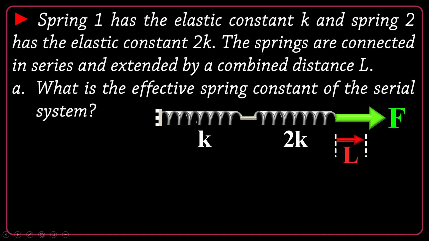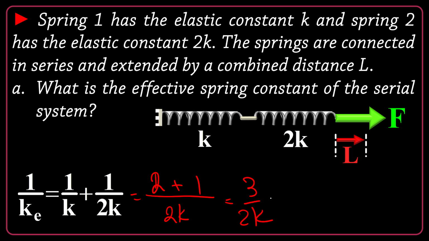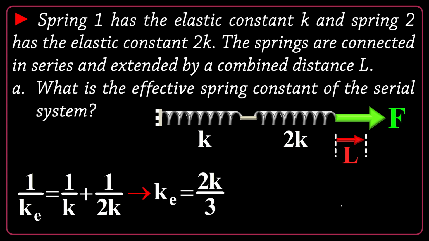Actually, it is a combination in series, so I will have 1 over the equivalent spring constant is equal to 1 over k plus 1 over 2k. Then I make a common denominator here, 2k. It's going to be 2 plus 1, so it's 3 over 2k. Then I change it to find k equivalent spring constant to be 2k divided by 3. It's done. Okay, this is the equivalent or effective spring constant.